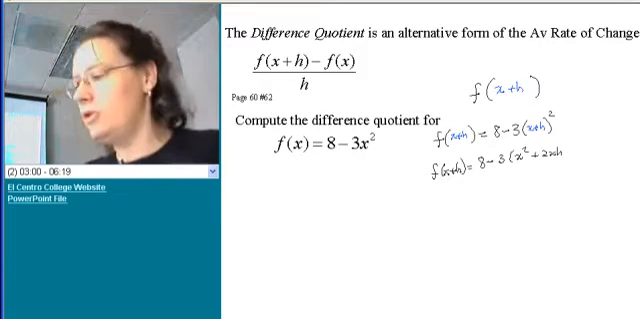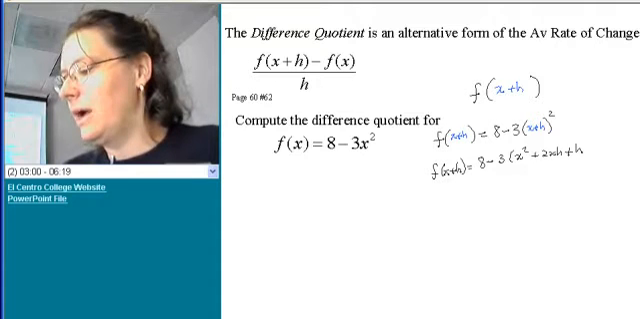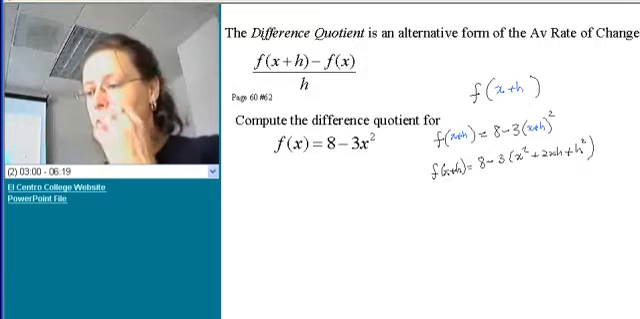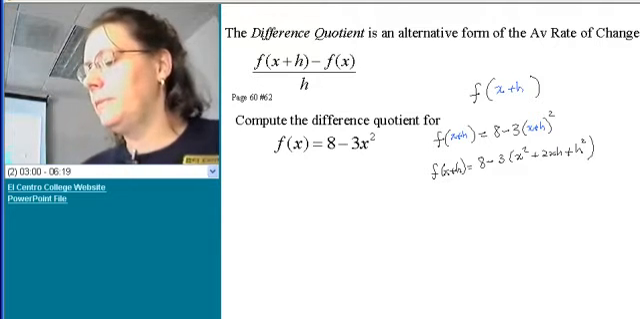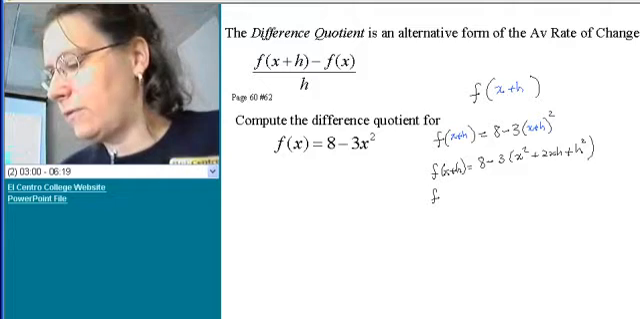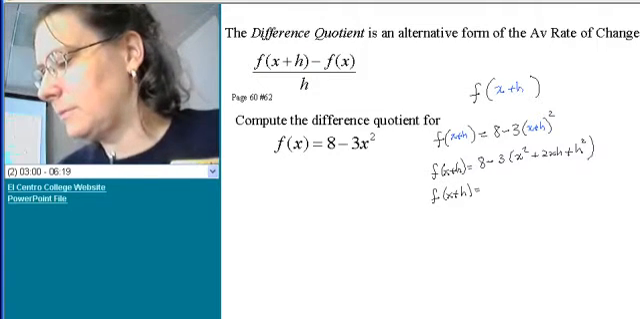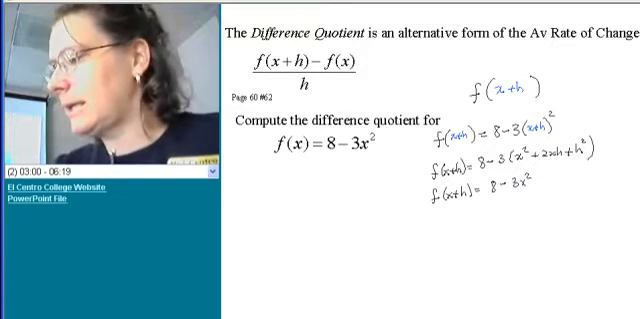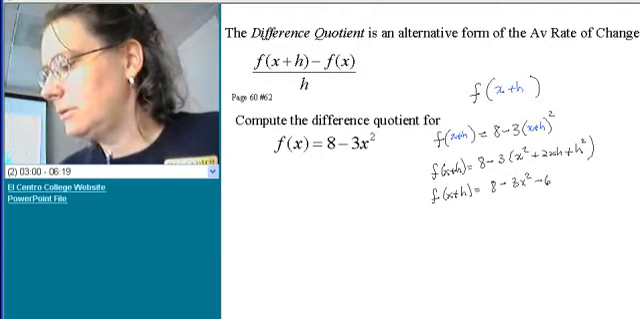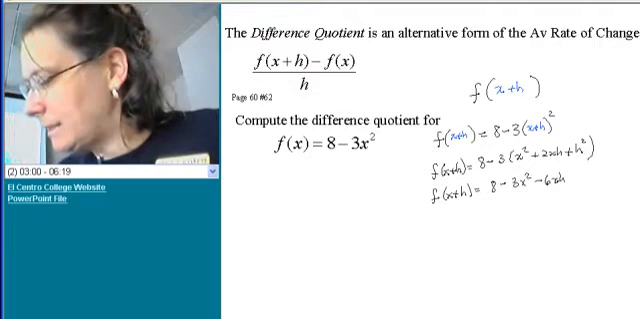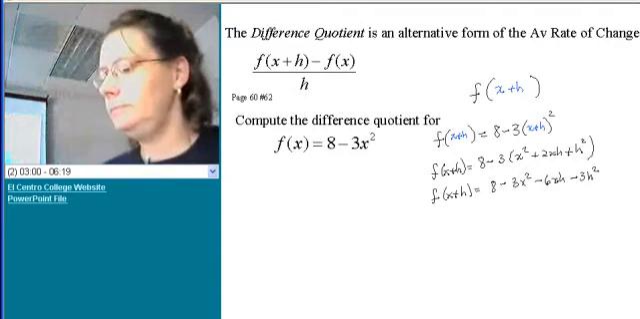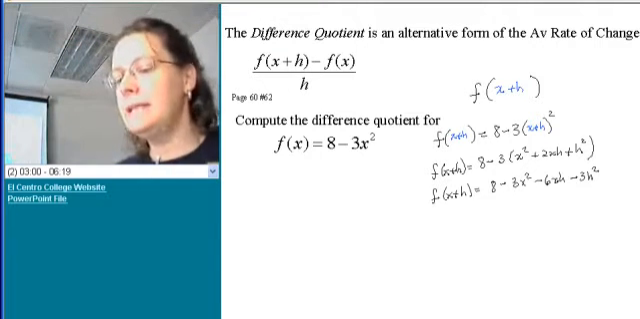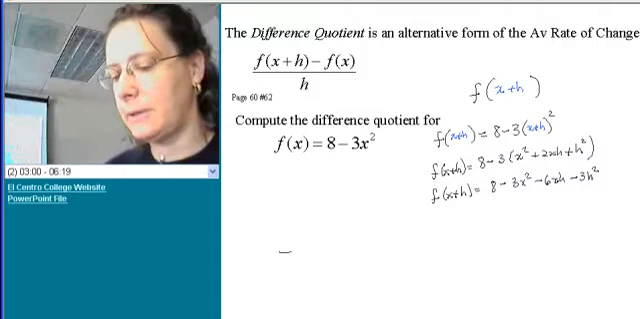When you square that binomial, you get a trinomial: x squared plus 2xh plus h squared. Because it's x plus h times x plus h, make sure you FOIL it out, or you square the binomial. That would be the correct expression for this one. So it's 8 minus 3x squared minus 6xh minus 3h squared. That would be our 4 terms, and there are no like terms. That is the function evaluated at x plus h.